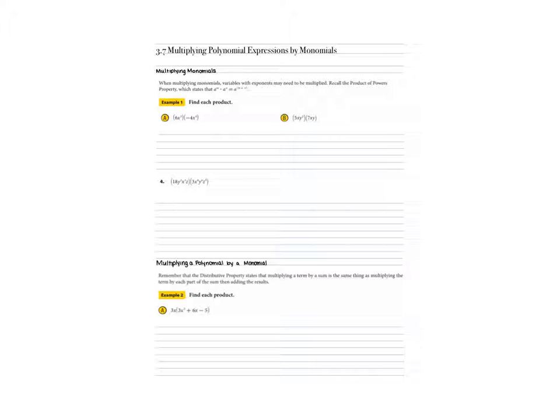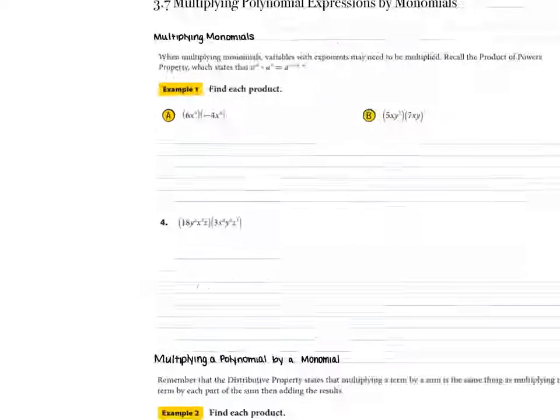3-7, multiplying polynomial expressions by monomials. When we are multiplying these monomials by polynomial expressions, we are practically just distributing. So if we look at example 1a, it tells us to find the product of each.